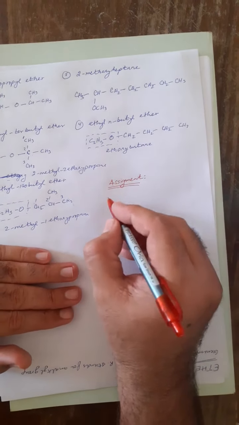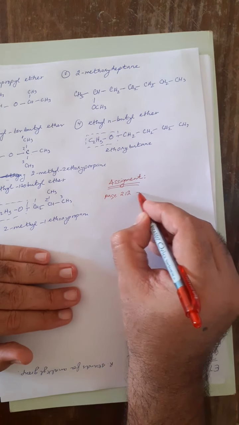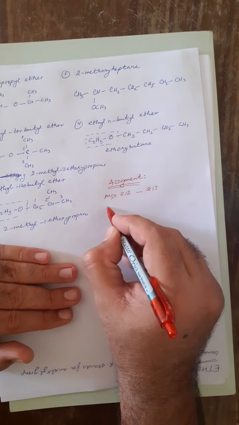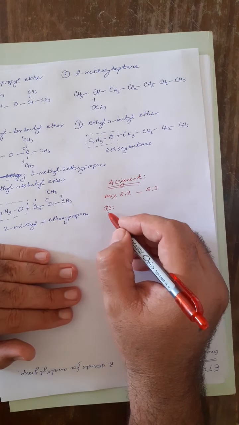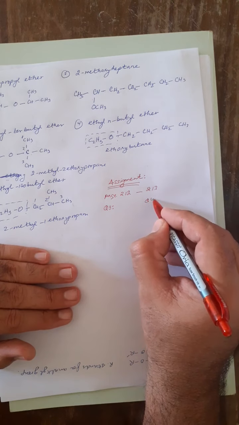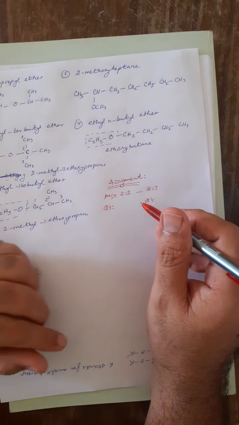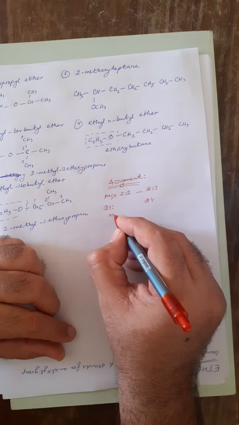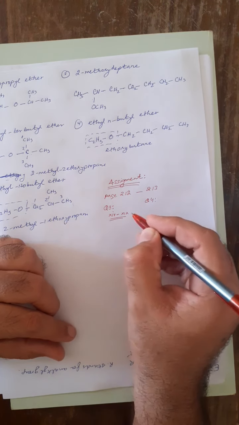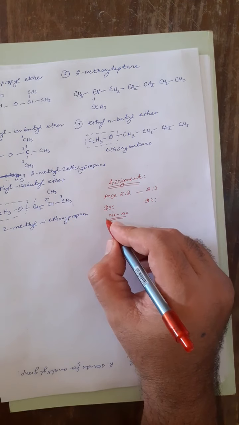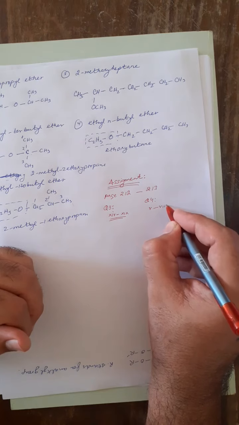So assignment is, again, page number 212 and 213. There are 2 questions. Question number 3 is to write the structures from given names. And question 4 is on page 213, where you have to write the names of given structures. Now, from number 14 to number 19, these are ethers. 13 and before that is alcohol and phenols. And on this page, from number 5 to 8, these are ethers.